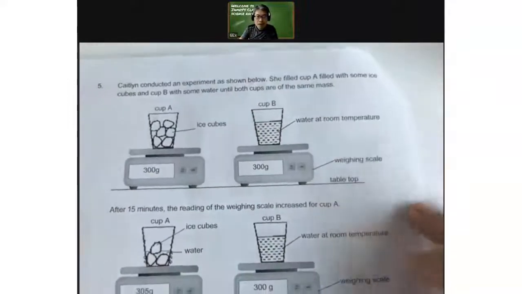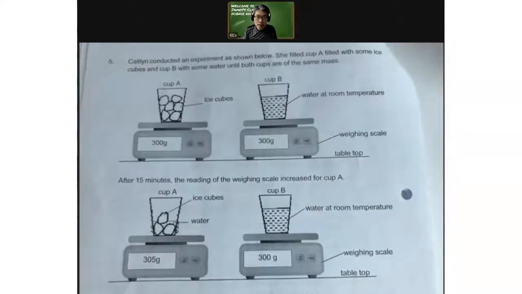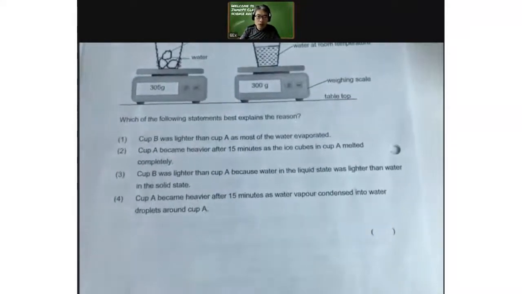Okay, this one is quite tricky, so I'll give you a while to study this diagram. And then, if I'm too fast, just pause the video. And then I'll go on to the options here.